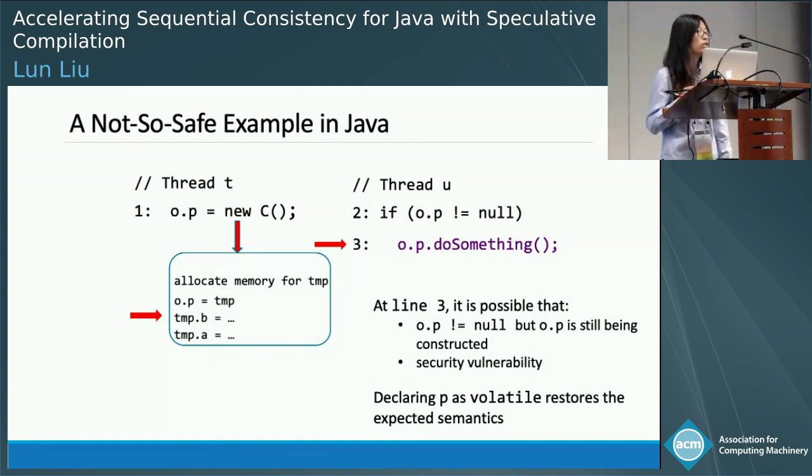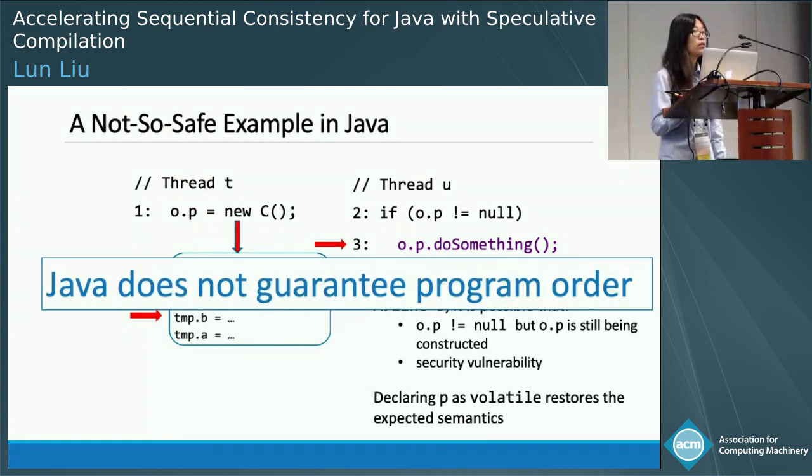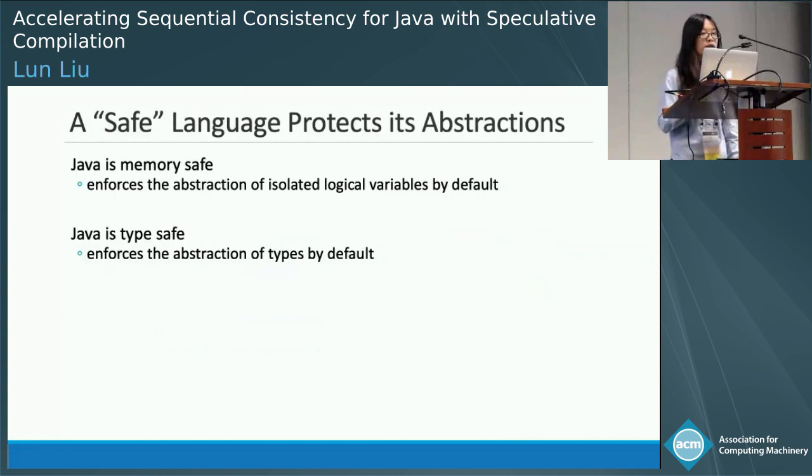Again, this may look like a case where the programmer just made a mistake, where the programmer just forgot an annotation. But if you think about it, the problem is bigger, because the root cause of this problem is that Java does not guarantee program order by default. And because of that, the burden is placed on the programmers to use annotations all over their programs to get back this program order guarantee. We believe this is a bad practice because it goes against the principle of safe languages: a safe language should protect its abstractions by default.